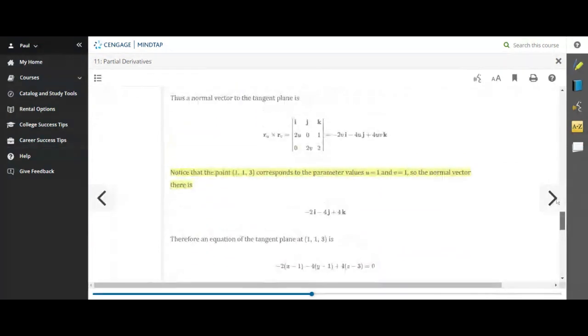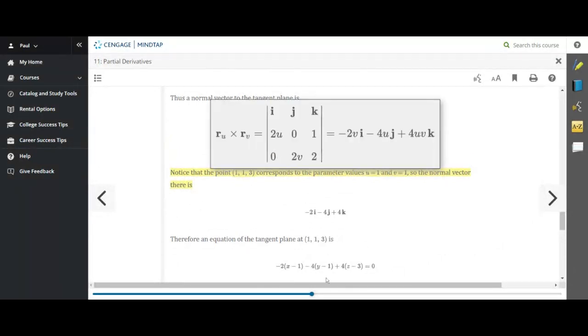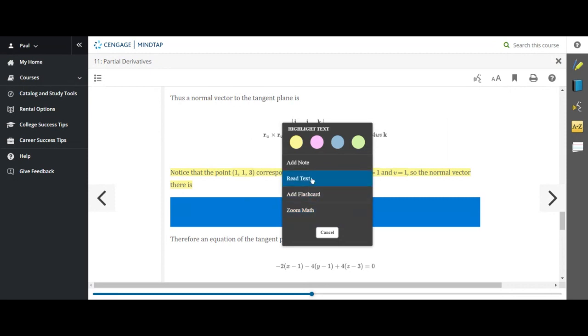So, okay, now all we need to do in this cross product vector above is just substitute in u equals 1 and v equals 1, and you'll get the normal vector negative 2i minus 4j plus 4k. It's really quite beautiful, really.